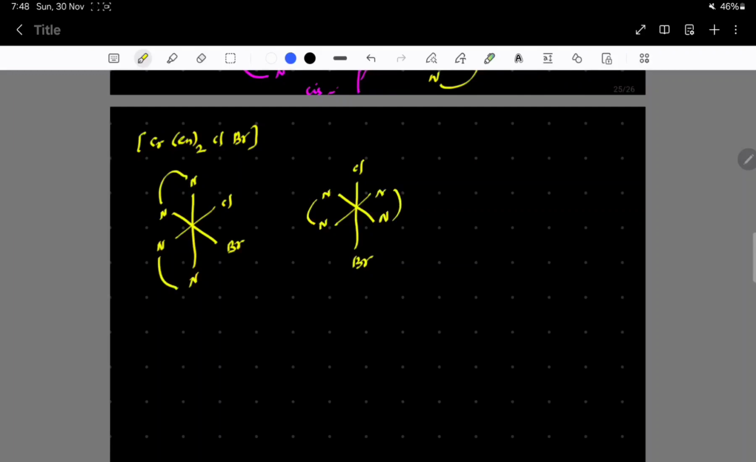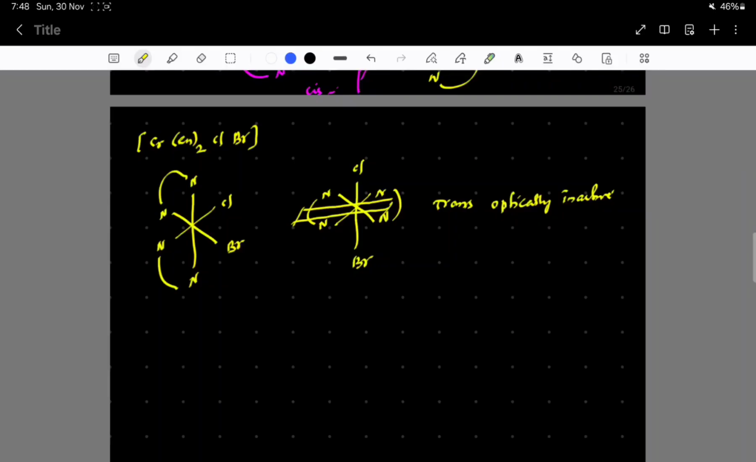Now I hope it is very clear. Now look at this, student. If I take this particular compound here, these are mirror images of each other. In this particular case also, student, the trans case is optically inactive.